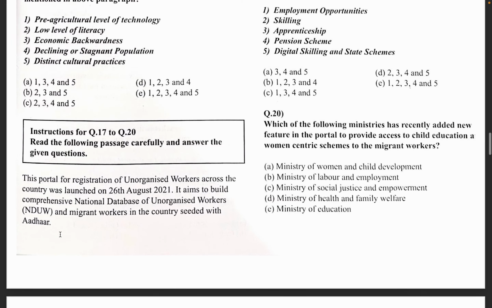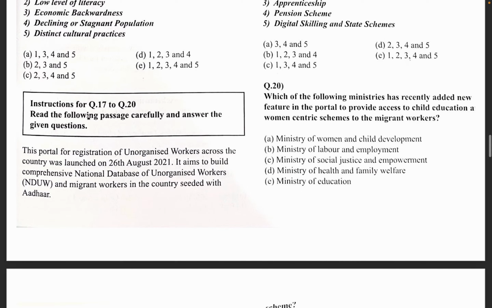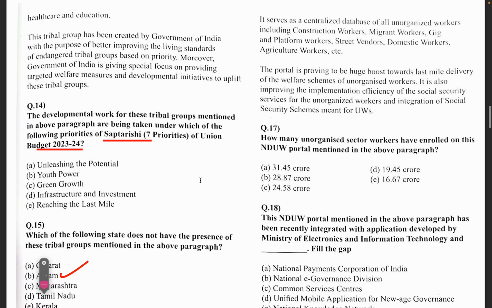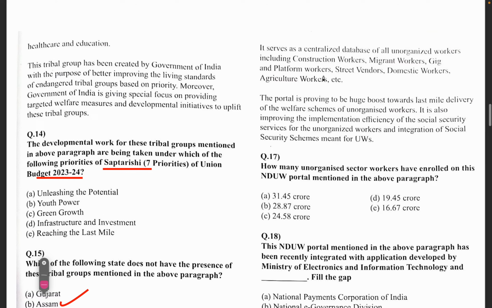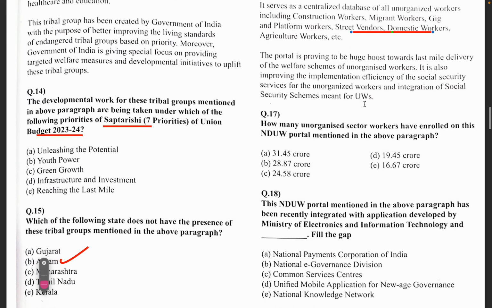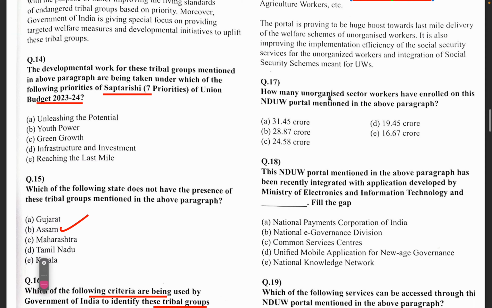Now, moving ahead, from question number 17 to 20, this portal is for registration of unorganized workers across the country, launched on a date they have given. They have given the aim, and they have given some more details, like what coverage we have and why we are using it. Now they're asking how many unorganized sector workers are enrolled in this portal.